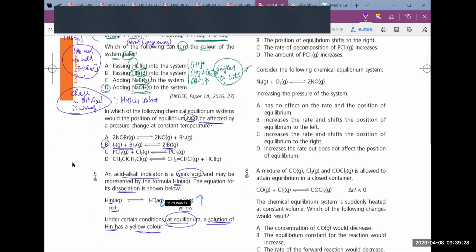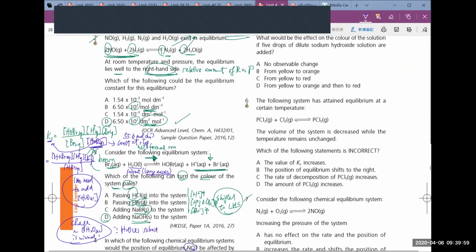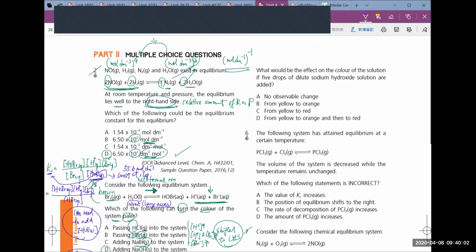Yes, the equilibrium system will be shifted to the right-hand side, right? Because hydroxide will react with hydrogen ion, making its concentration drop. The equilibrium position will be shifted to the right-hand side to compensate for the loss of hydrogen ion. So which means that this one will at the same time be more in amount. Original color is yellow, final color is yellow. So what will be the answer? It's still yellow. Yellow and yellow. Can you get it? Yes, that's right. This is A.